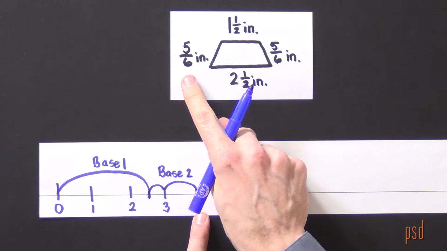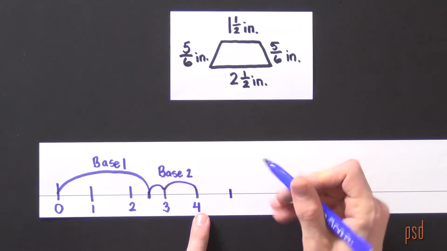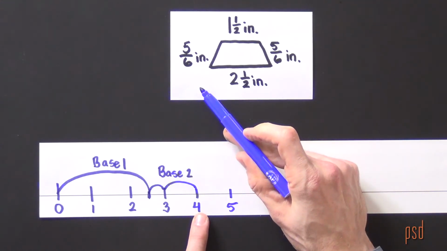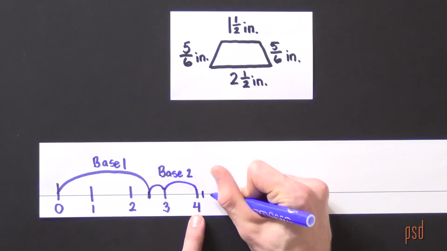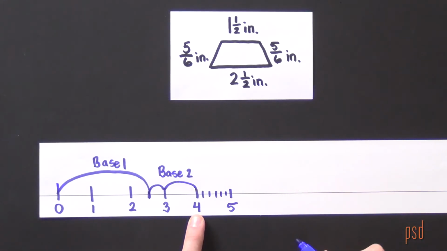Now I need to add in both 5/6 inch parts. So here I'll make a mark for my next inch, and because it's broken into 6, the denominator is 6, I know I need to draw interval marks so that there are 6ths in between this. 1, 2, 3, 4, 5 marks will make 6ths.